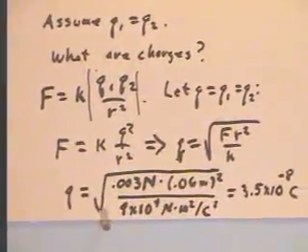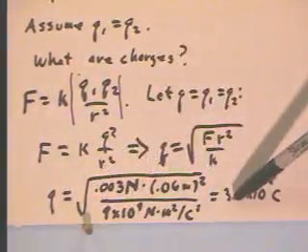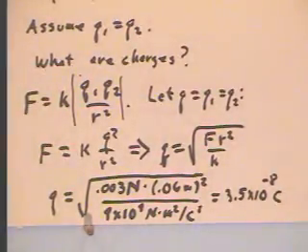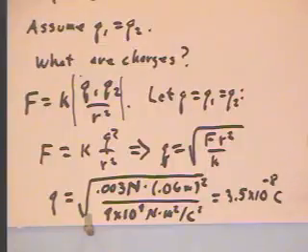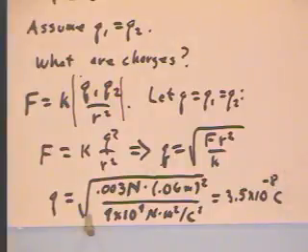We can put the numbers in, and we calculate Q to be about 3.5 times 10 to the negative 8th coulombs, which is about 1/30th of a microcoulomb. If you divide 30 into 10 to the negative 6th, you get about 3 times 10 to the negative 8th. So this is consistent with our previous calculation.